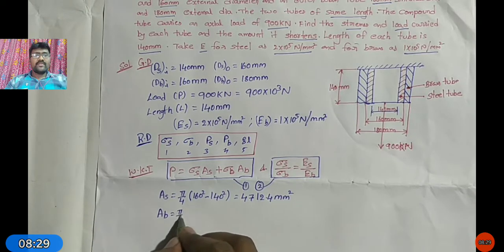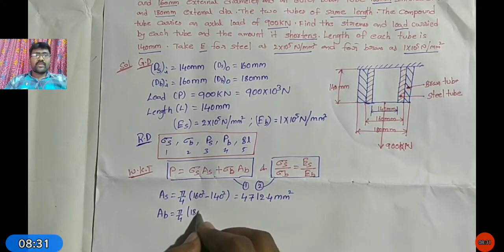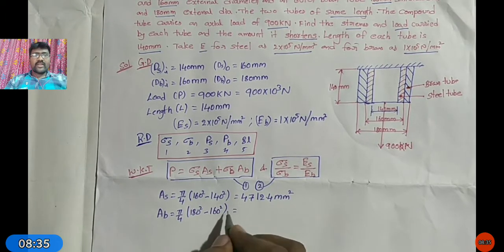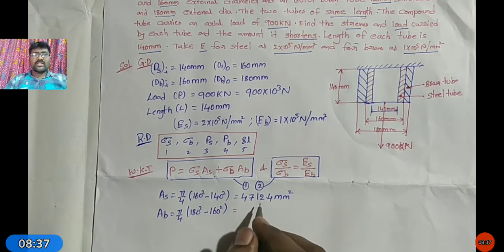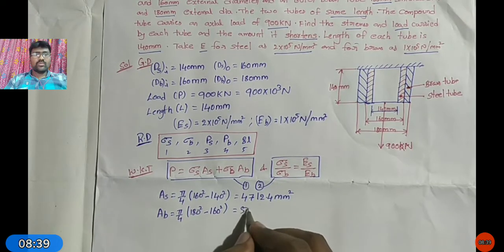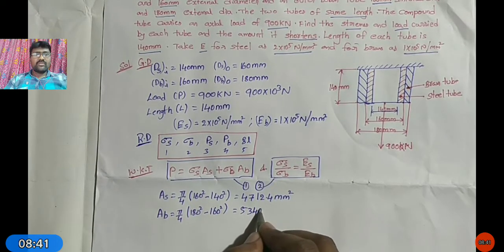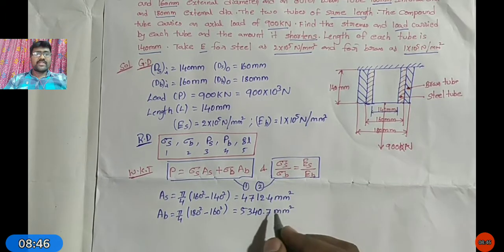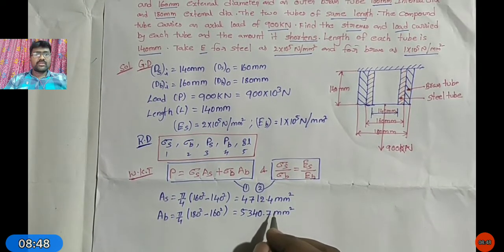And similarly, area of brass tube, that is pi by 4 into 180 square minus 160 square. Here 180 is the outer diameter and 160 is the inner diameter of the brass tube. By simplifying this equation, we will get the area of brass tube is 5340.7 millimeter square.